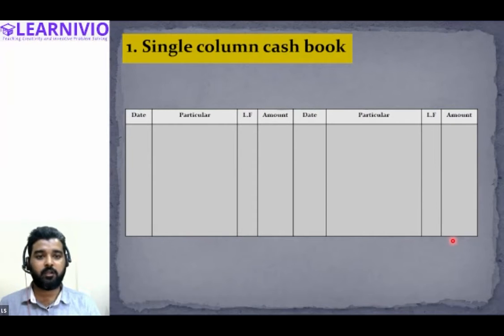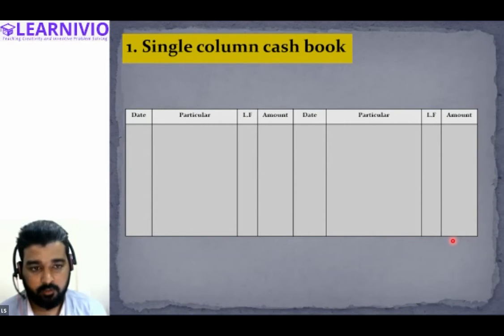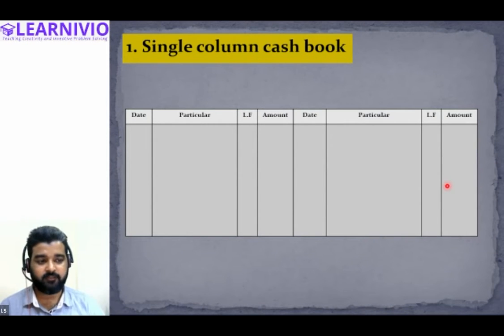See, this is how the single column cash book looks like. This is basically the ledger that we have learned in the previous chapter. This is basically an account, right? This is exactly like any other account. So how many columns do we have in it? We have the column for date, then we have particulars. This is called LF, basically called ledger folio. I will tell you about the ledger folio in the upcoming classes.